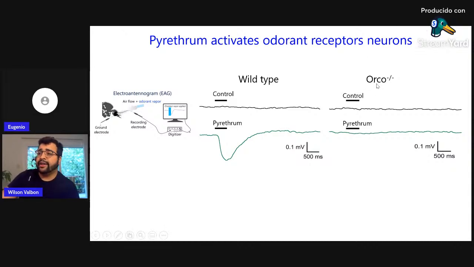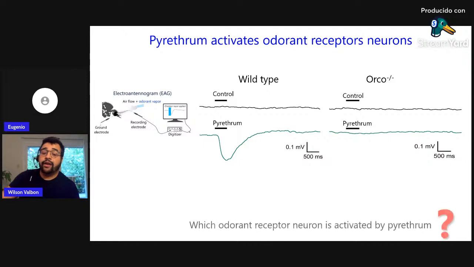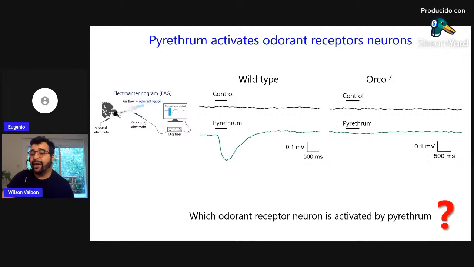Because if pyrethrum targeted, for example, IRs, ionotropic receptors, it would be possible to see a small peak here at least, but nothing here. Then we kind of confirmed that the pyrethrum activates odorant receptor neurons. But the question now is, which odorant receptor neuron is activated by pyrethrum?